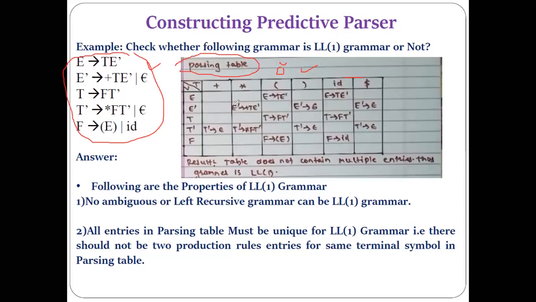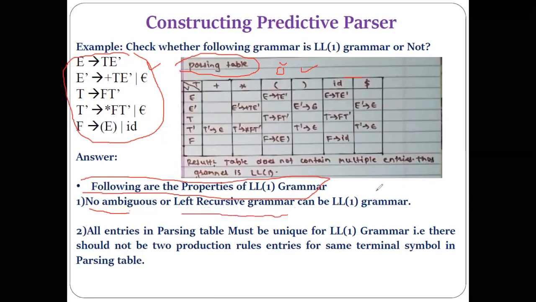Now, in order to determine whether a particular grammar is LL1 or not, you have to follow these properties of the LL1 grammar. The properties are given here. First property: the given grammar must not be ambiguous. No ambiguity should be there. And it must not be a left recursive grammar. Then that grammar is called an LL1 grammar.